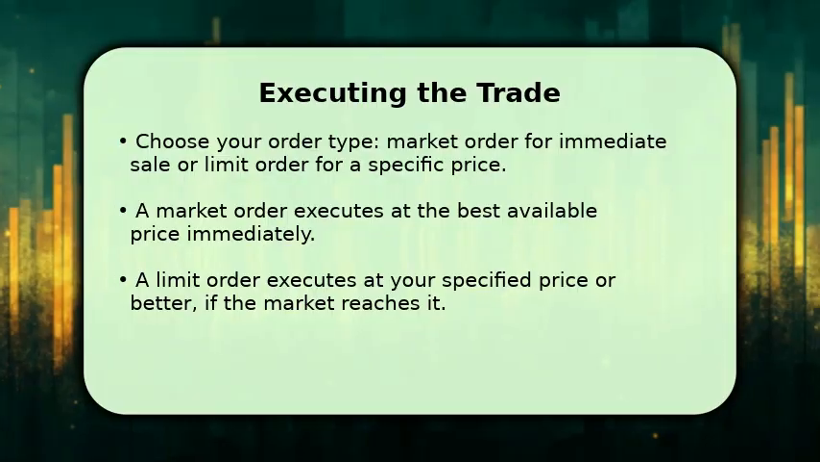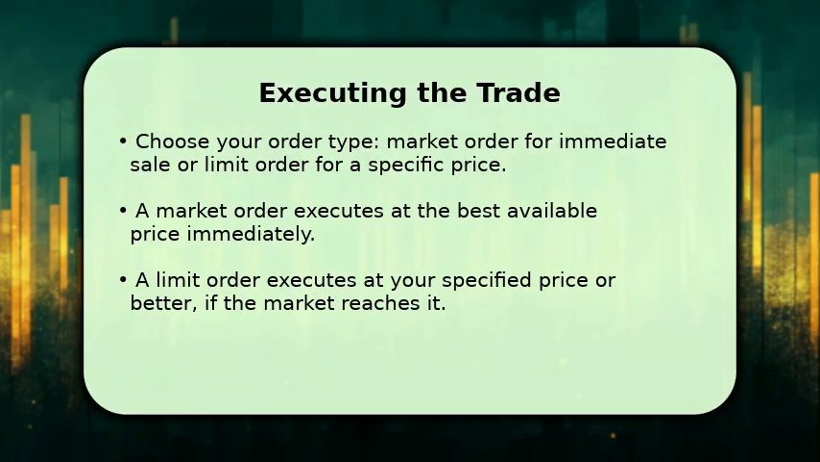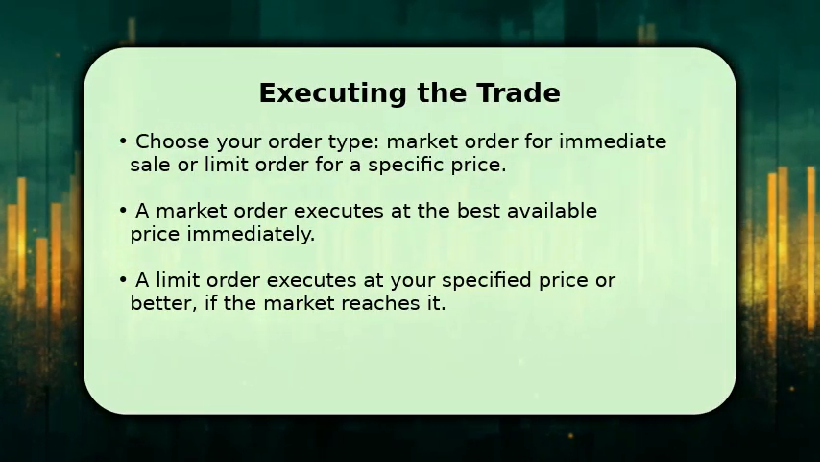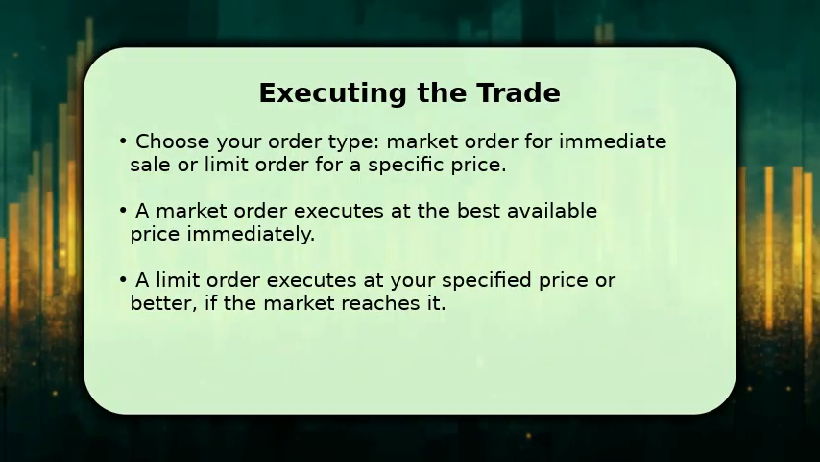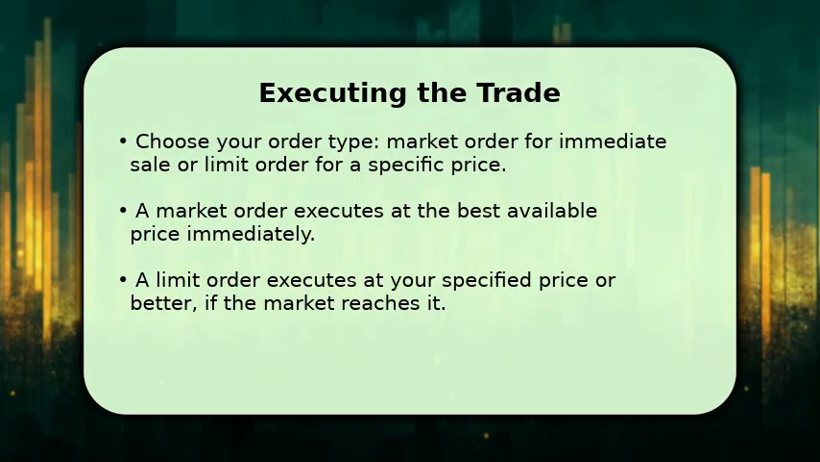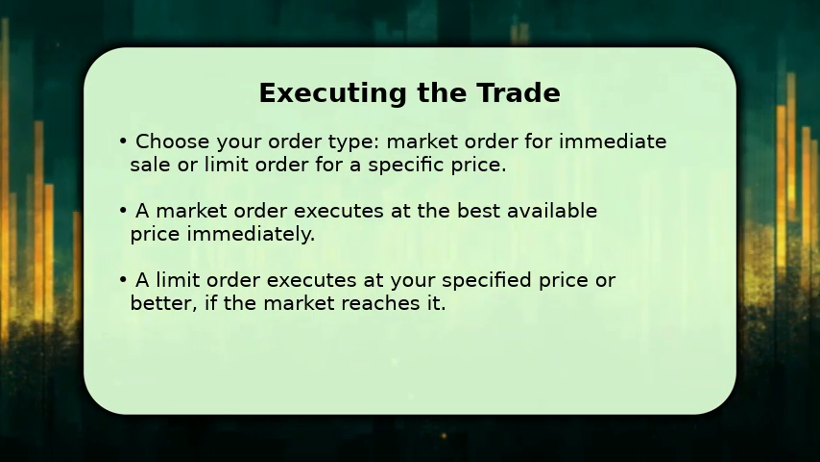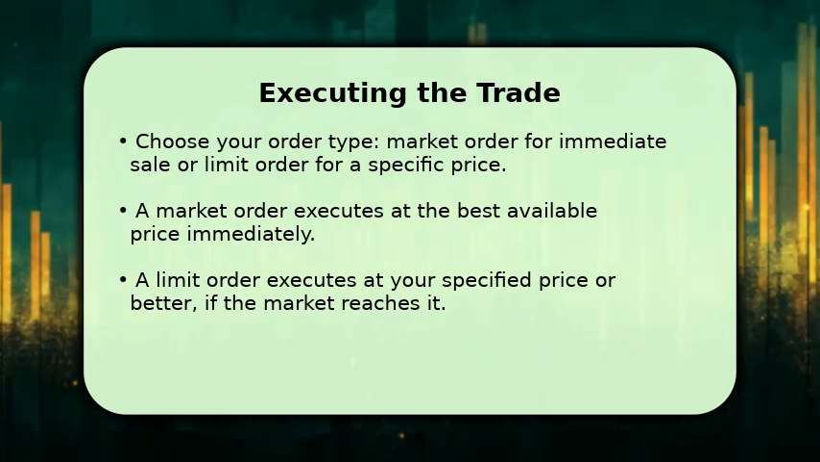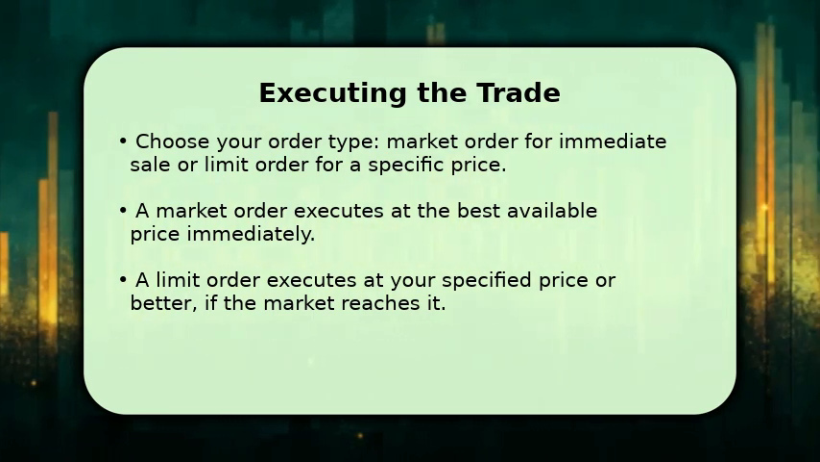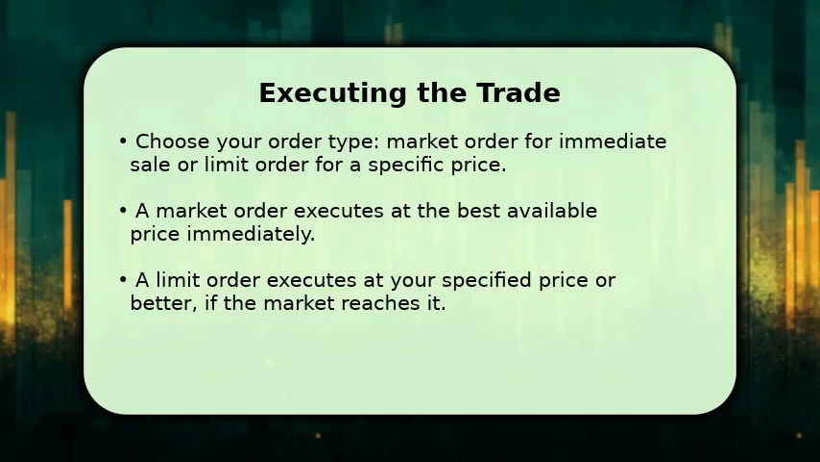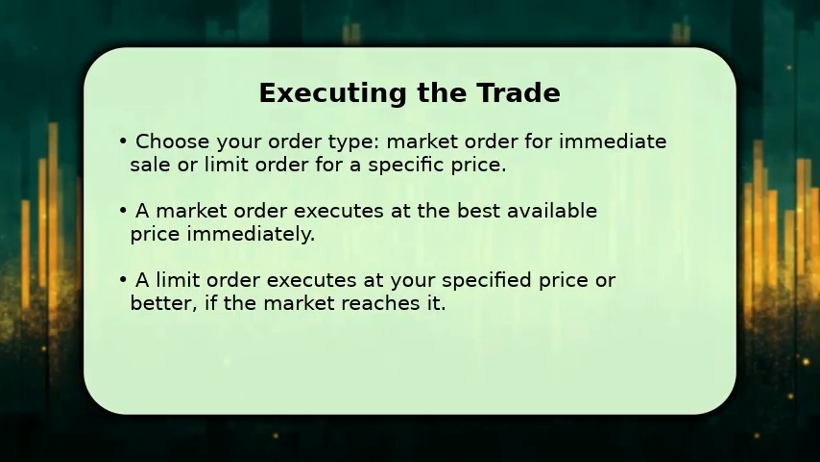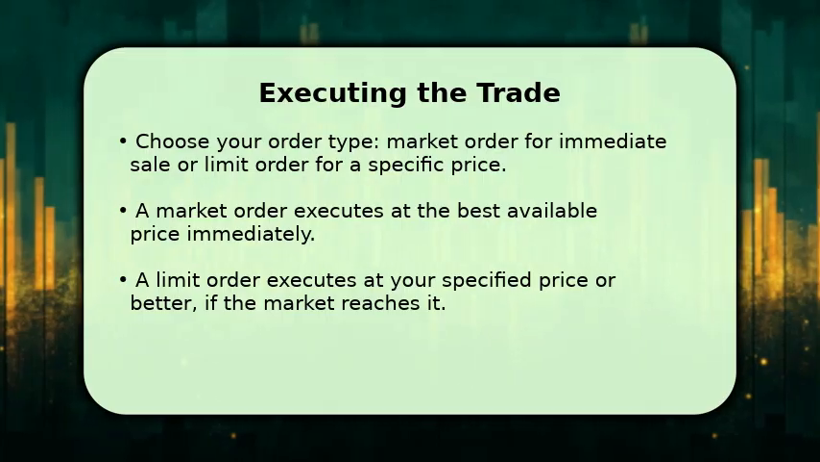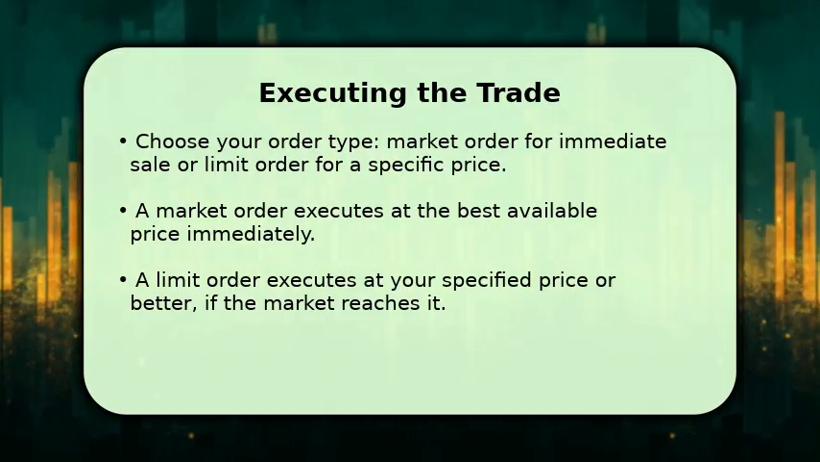After setting the number of shares, decide on your order type. A market order sells your shares at the best available price immediately, while a limit order lets you set a specific price at which you want to sell. If the stock reaches your limit price, the order will execute. Always double-check all the details, including the stock symbol, quantity, and order type, before confirming. This helps prevent any errors and ensures your trade goes smoothly.